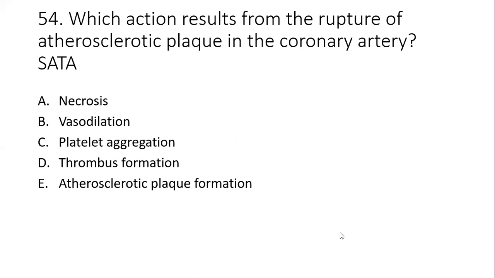And then thrombus formation of a clot, yes. And then atherosclerotic plaque formation. That one's going to be a no, because that already happened, that's what led to this. The plaque formation already happened. It broke off, and now we have an obstruction.